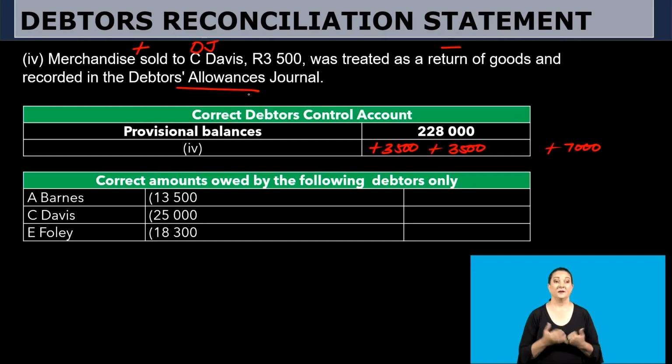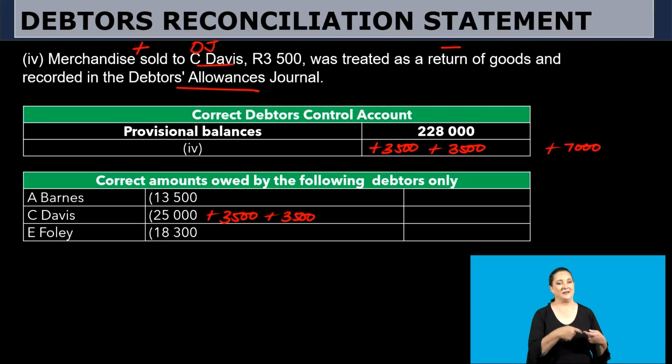And then we do the same again to C. Davis. So I come to C. Davis and I'll say plus 3.5. Again, plus 3.5. Okay, first to cancel the error, and secondly to record the sale of goods. All right, and then that is how I would do this particular transaction.